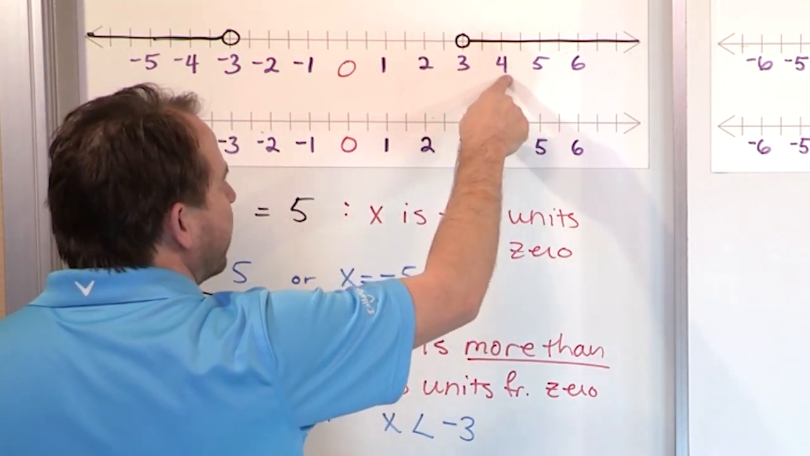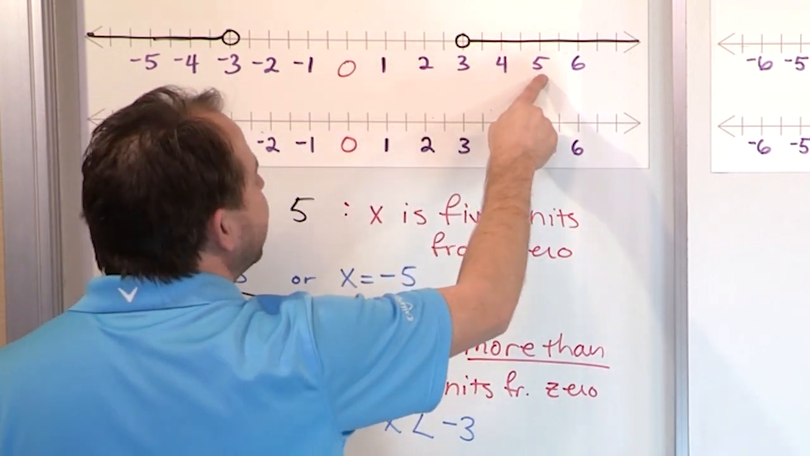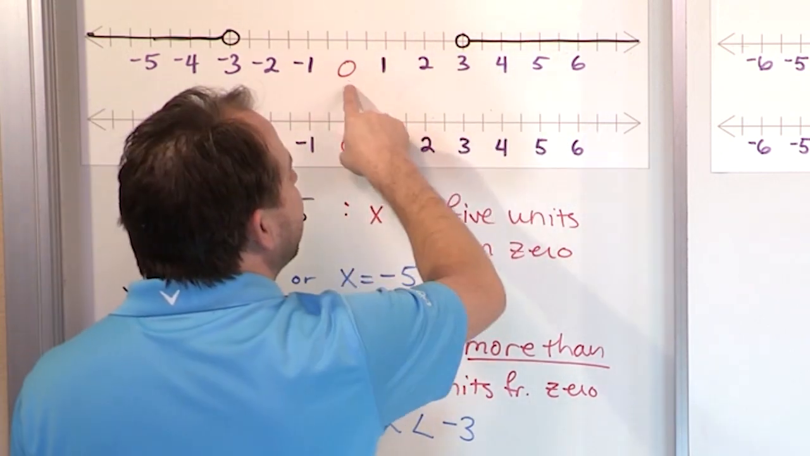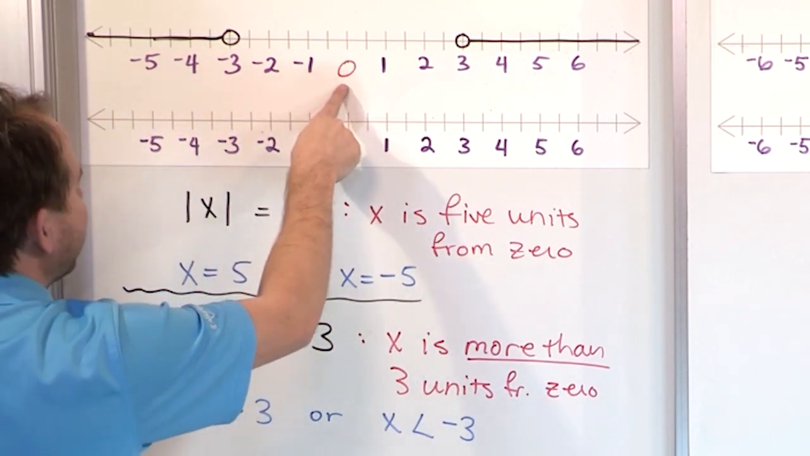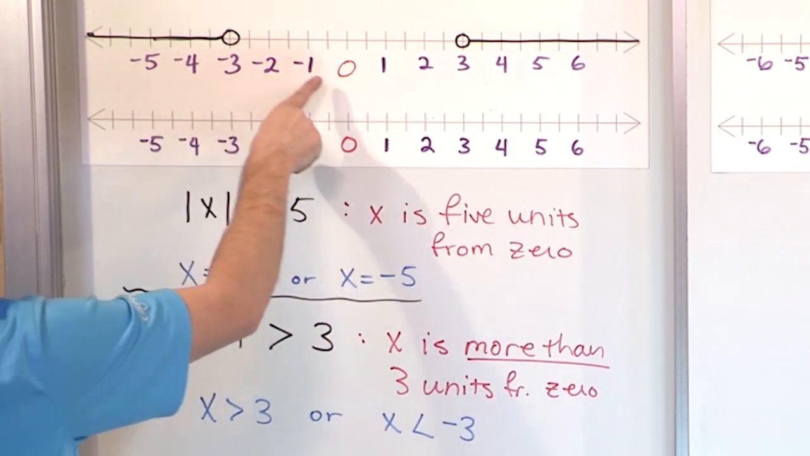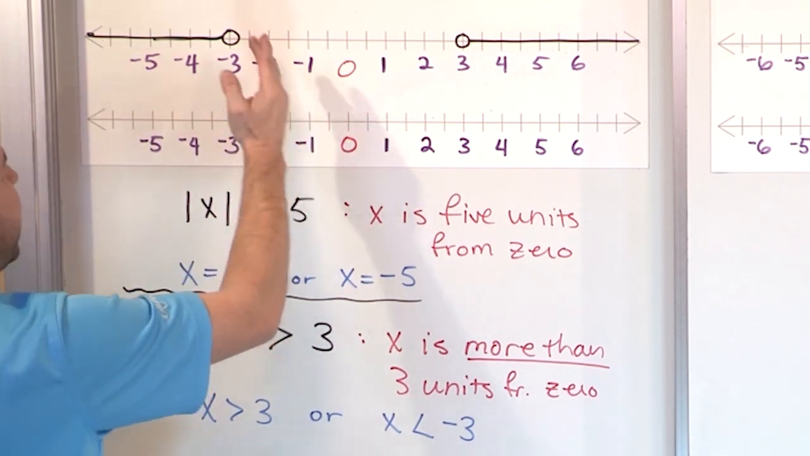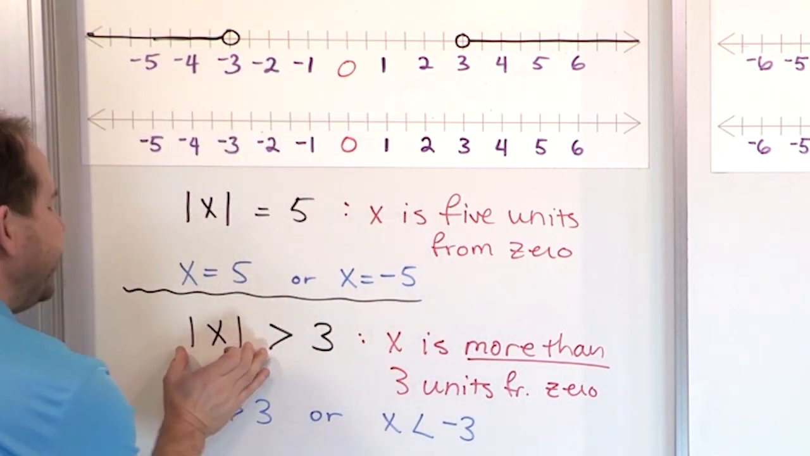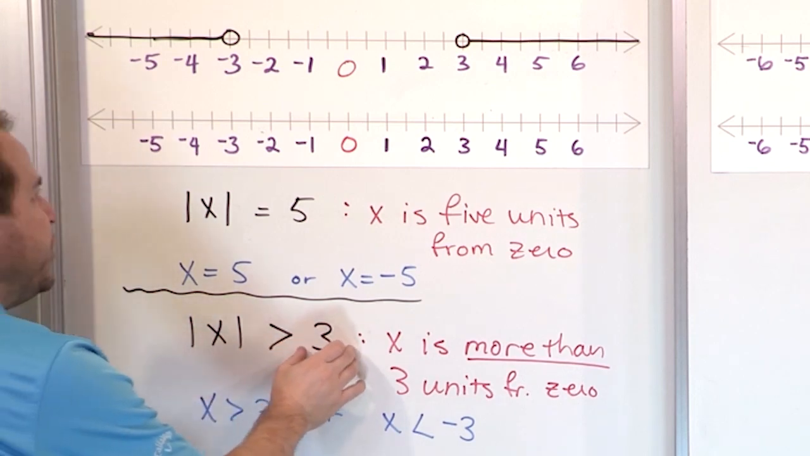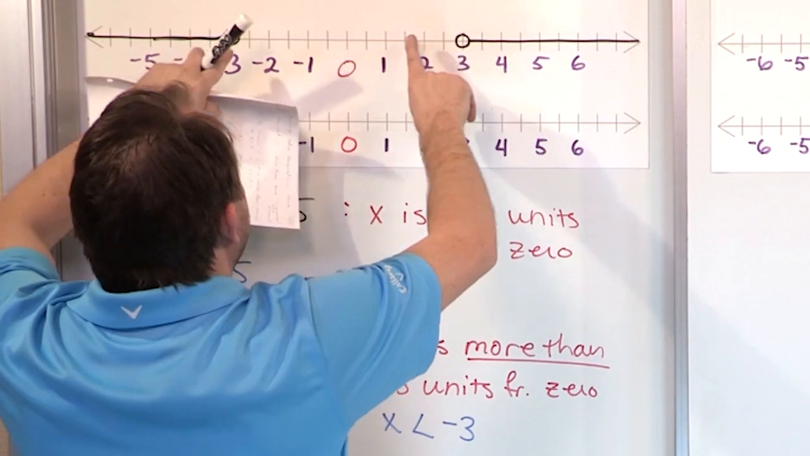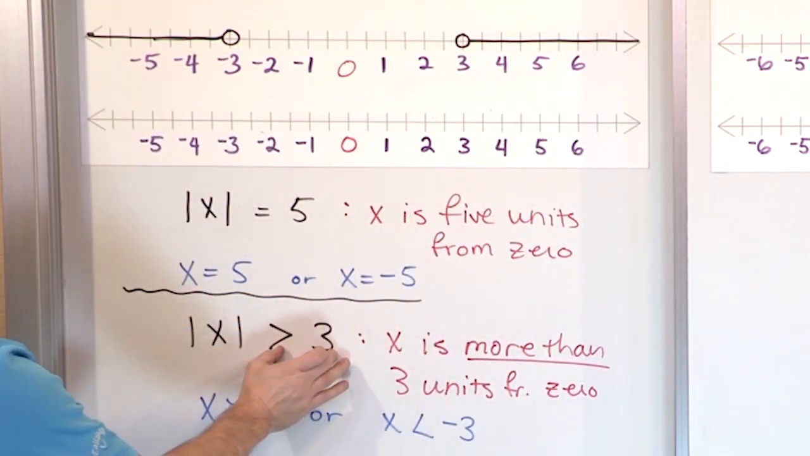This is, of course, more than 3 distance units from 0. This is more than 3 distance units from 0, and so on. But when you look at the negative side, this -4 is more than 3 distance units from 0, and the -5 is more than, and the -6 is more than, and so on. So when you see an absolute value of something bigger than a number, you need to mentally think of this on the number line. It's going to be bigger than 3 units away from 0.